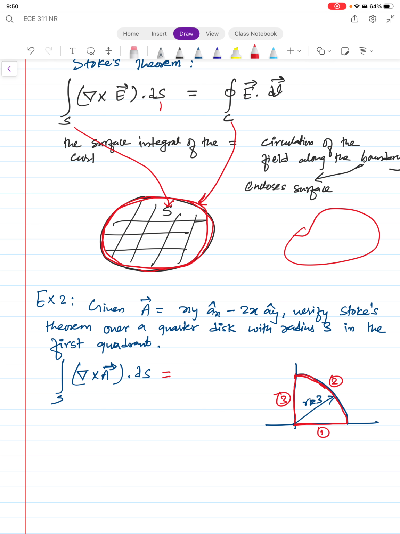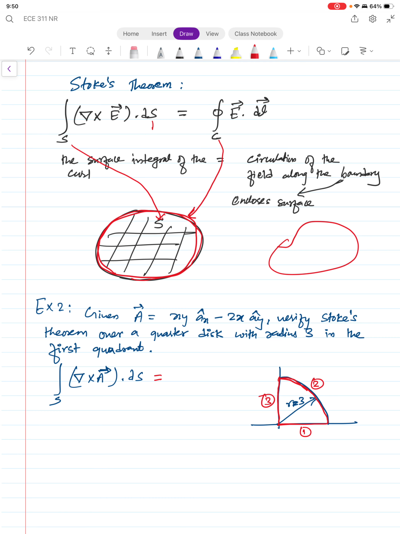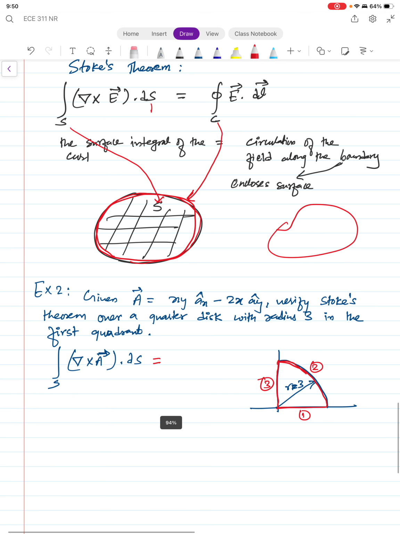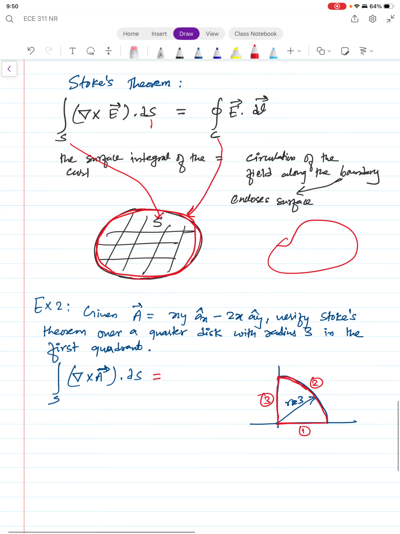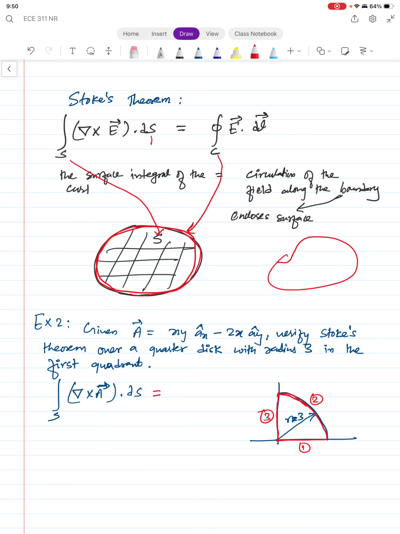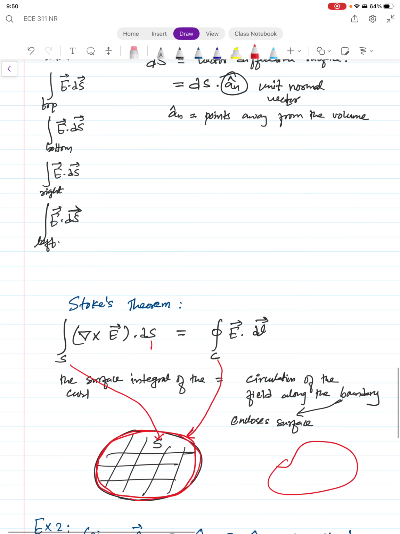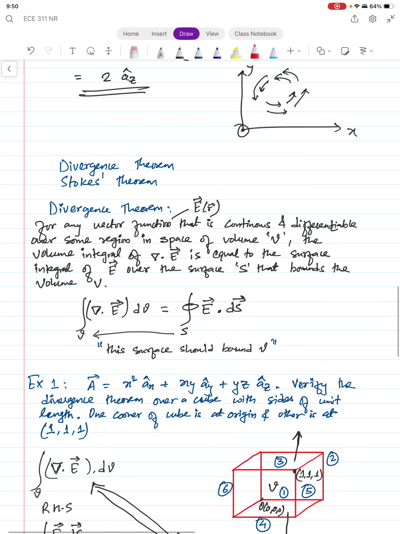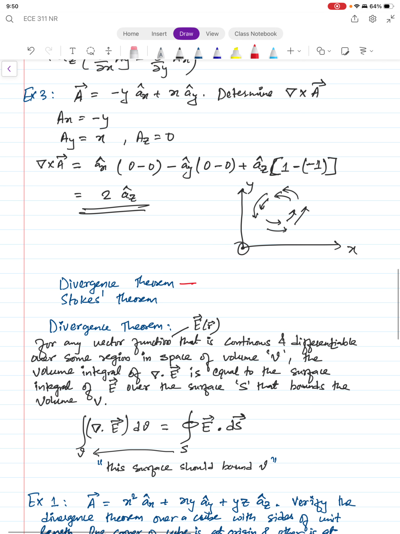Okay, please work on this problem and let me know if you have any confusion or any difficulties, and if there is any way I can help you to understand more about the divergence theorem or Stokes' theorem. And by the way, this divergence theorem is also sometimes called the Gauss divergence theorem.